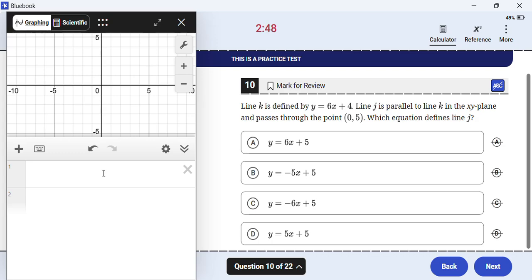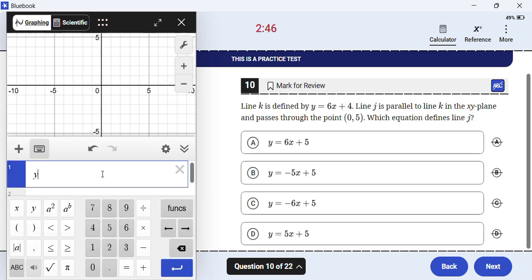Okay. So let's put in our original equation. And as Owen said, we want to look for a line that's going to go on forever and ever and never meet with that one.